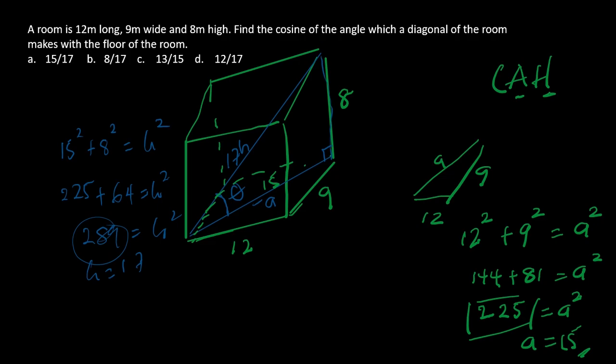So I can now use my CAH to find the cosine of the angle by saying that cos theta is equal to adjacent over hypotenuse. We found our adjacent to be 15 earlier, and our hypotenuse is now 17. So the final answer is 15 over 17. You're not supposed to find theta. You just find the cosine of the angle. So our answer for this one is A.